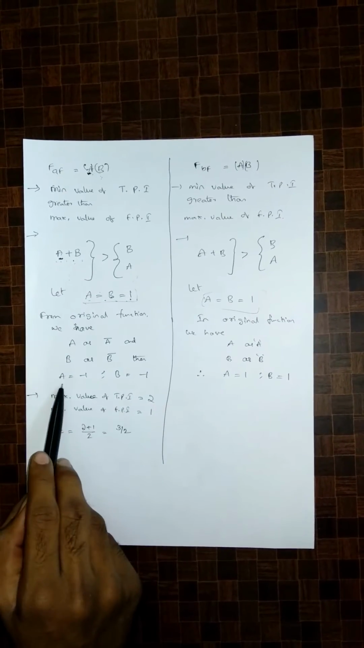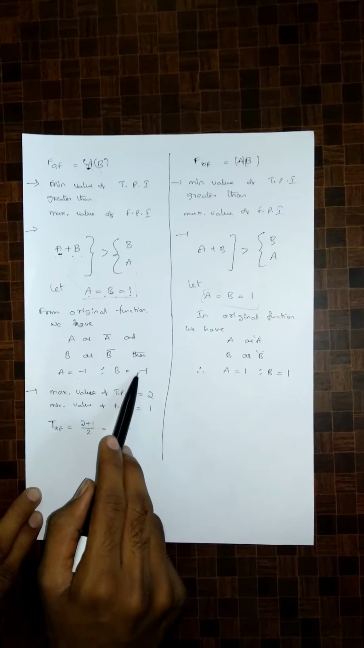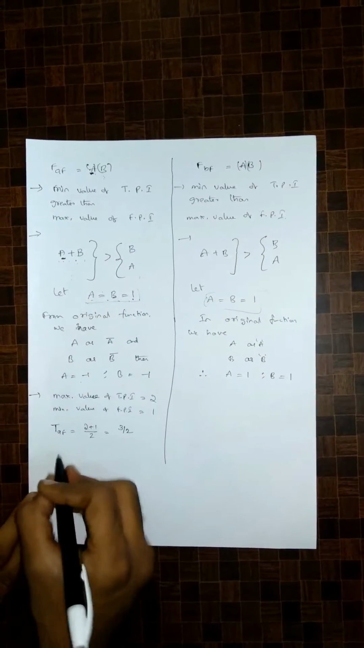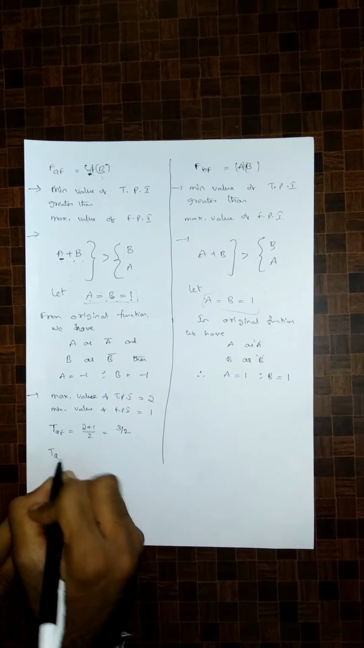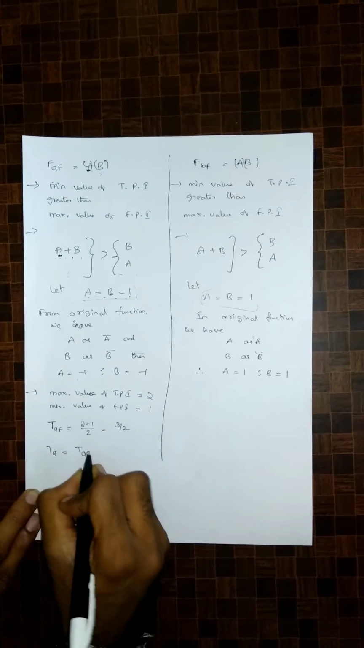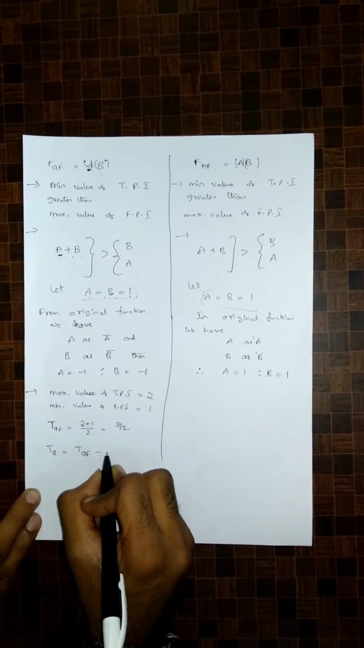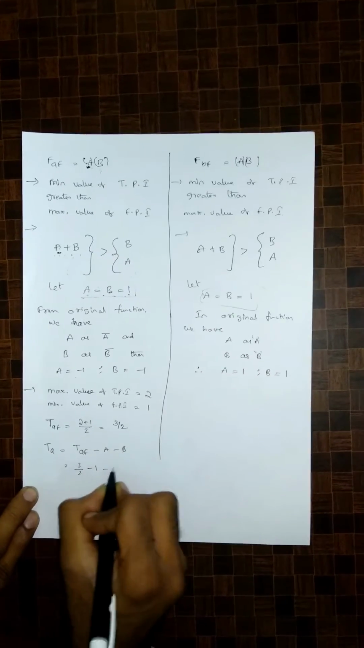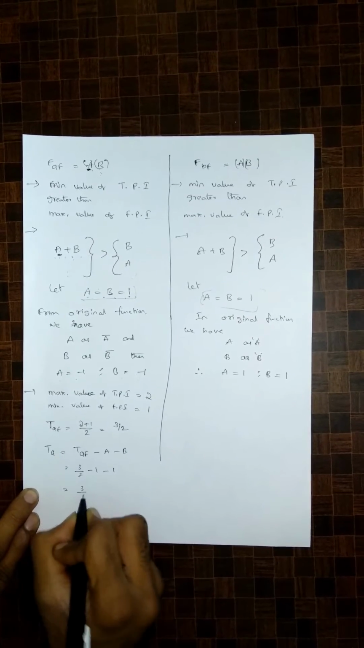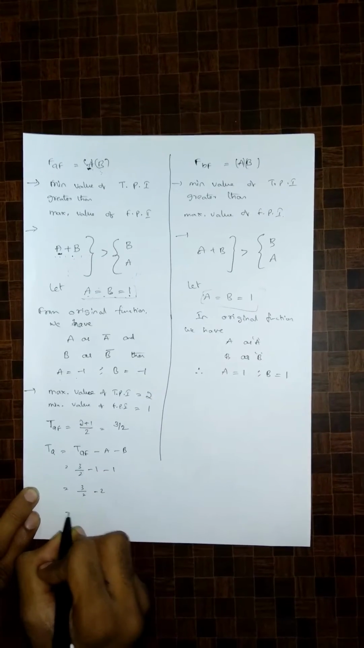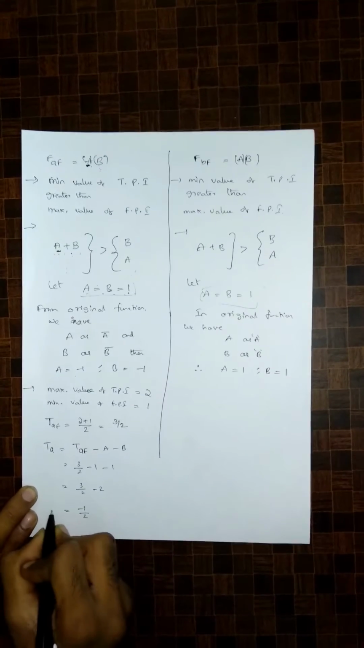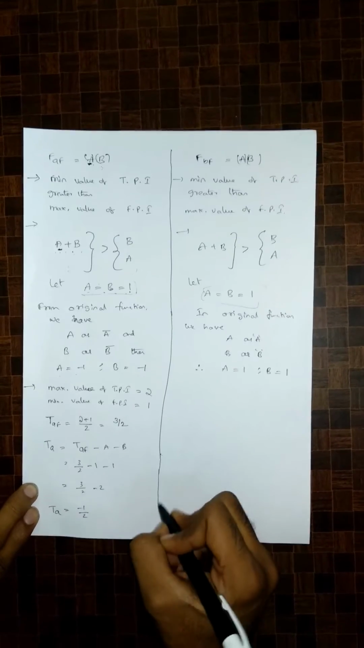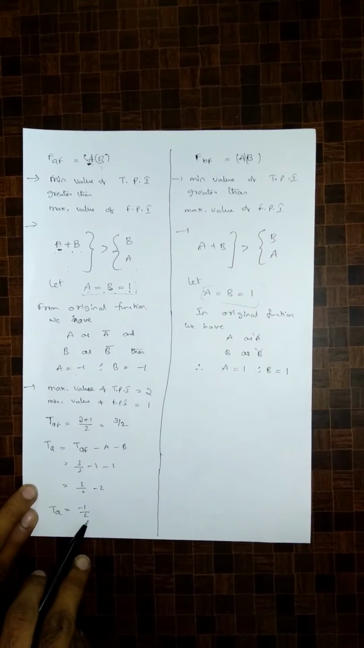Now, as the A value is changed from 1 to -1 and the B value is also changed from 1 to -1, the original threshold gate value TA is equal to TAF minus A minus B, that is 3 by 2 minus 1 minus 1, which will be equal to 3 by 2 minus 2. The final answer is minus 1 by 2. That is the value of the threshold gate T value for FA: minus 1 by 2.